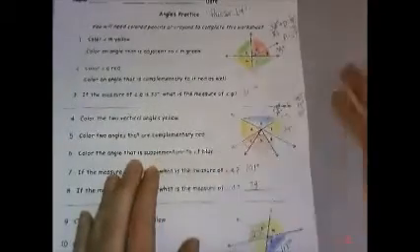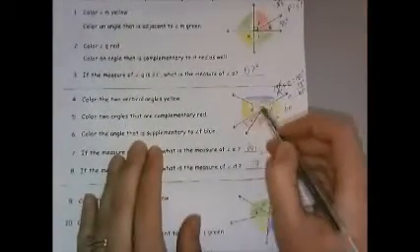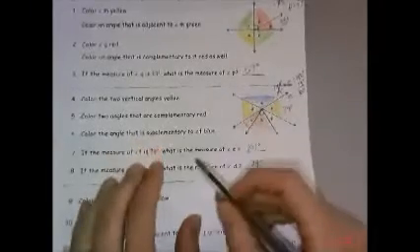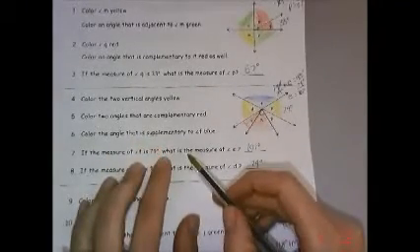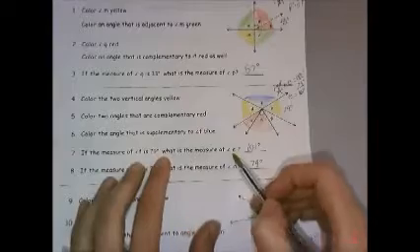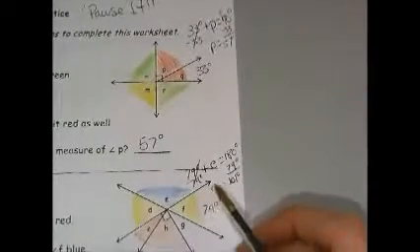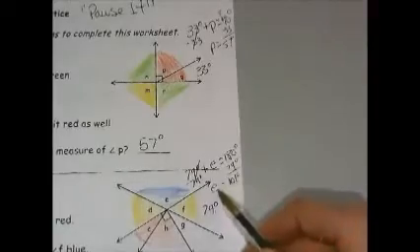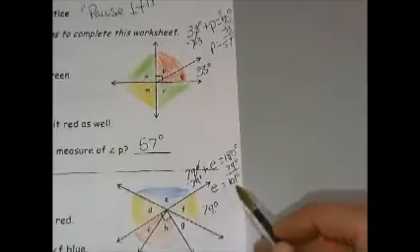Color the angle that is supplementary to F blue. A supplementary angle adds up to 180, so angle F and angle E add up to 180. If the measure of angle F is 79 degrees, what is the measure of angle E? Well, 79 degrees plus E equals 180 degrees, I made an equation out of this. So subtract 79 from 180, and I get angle E is 101 degrees.